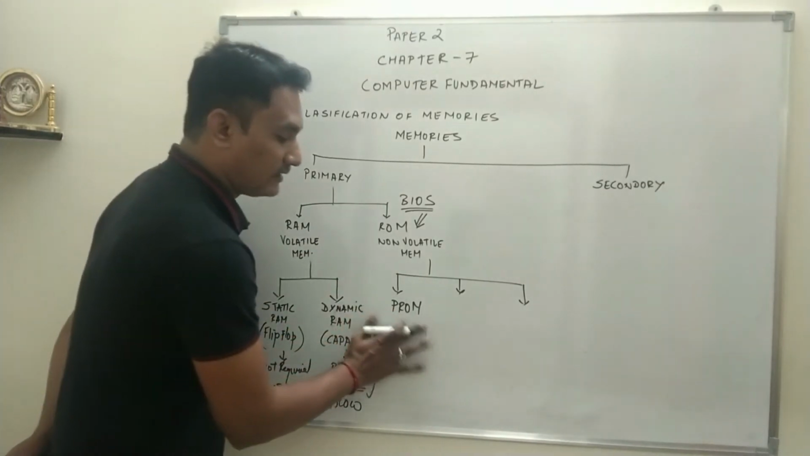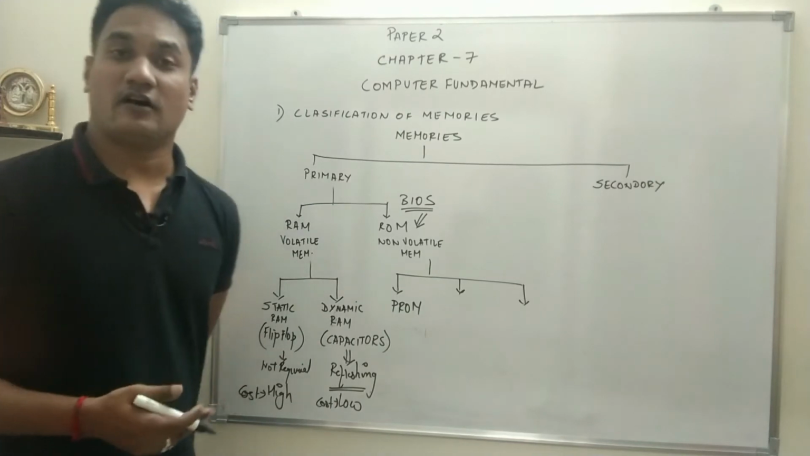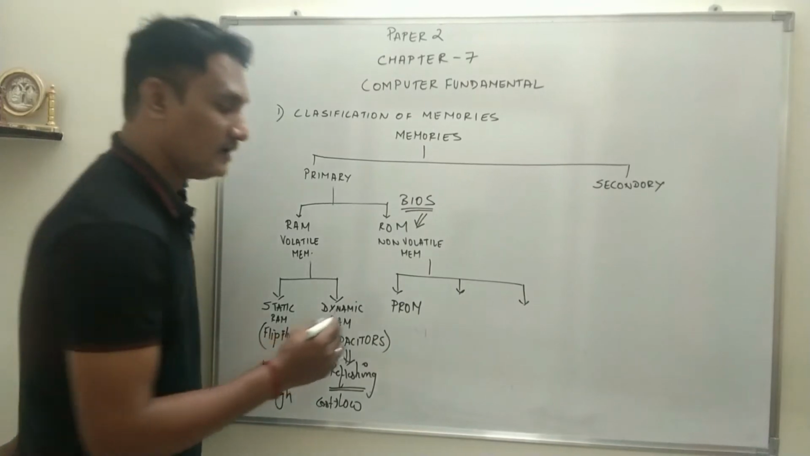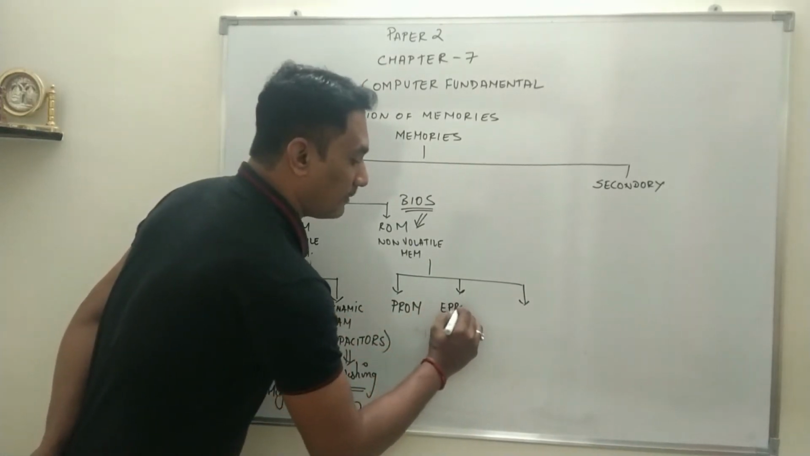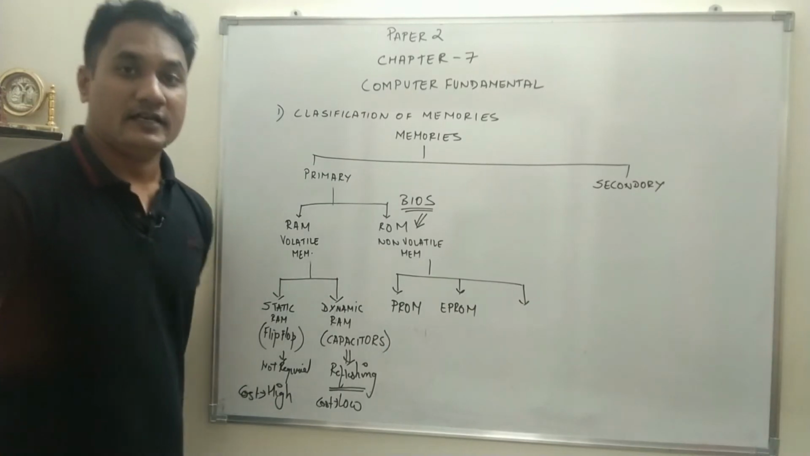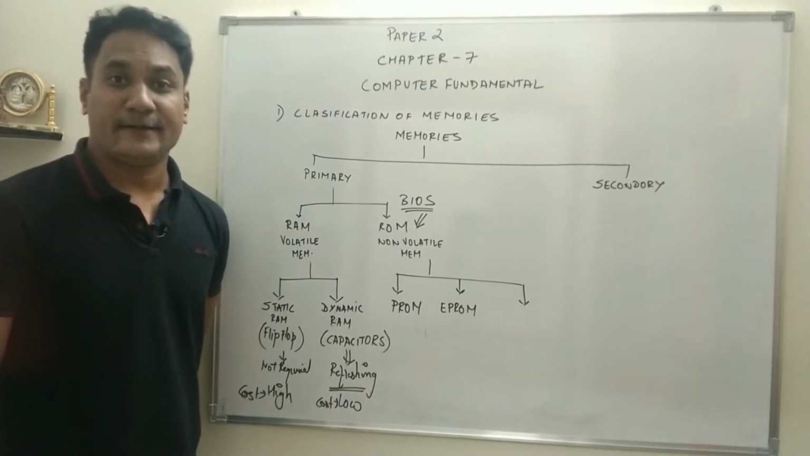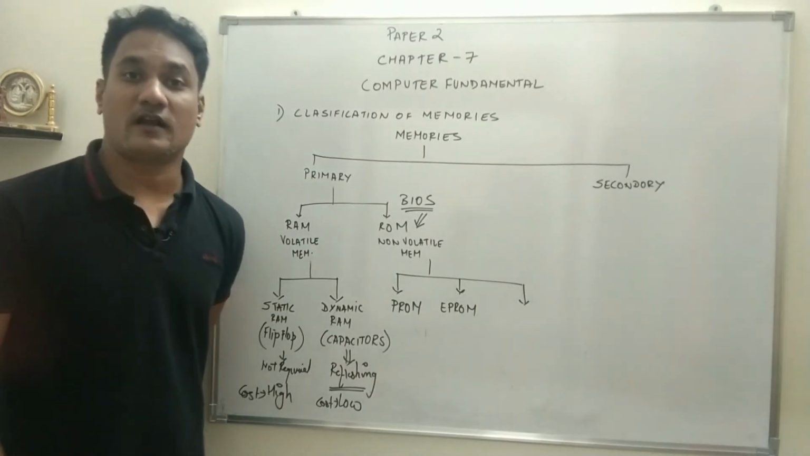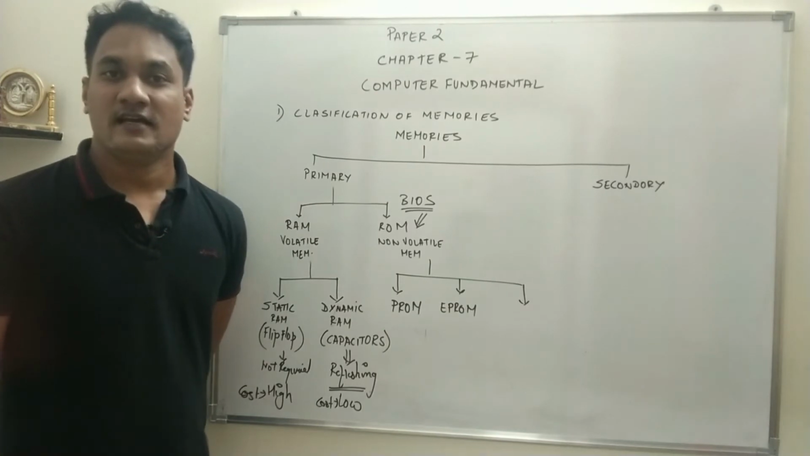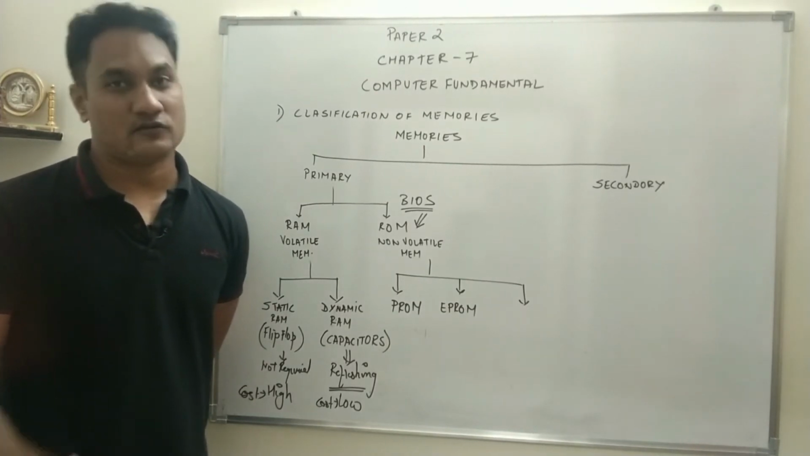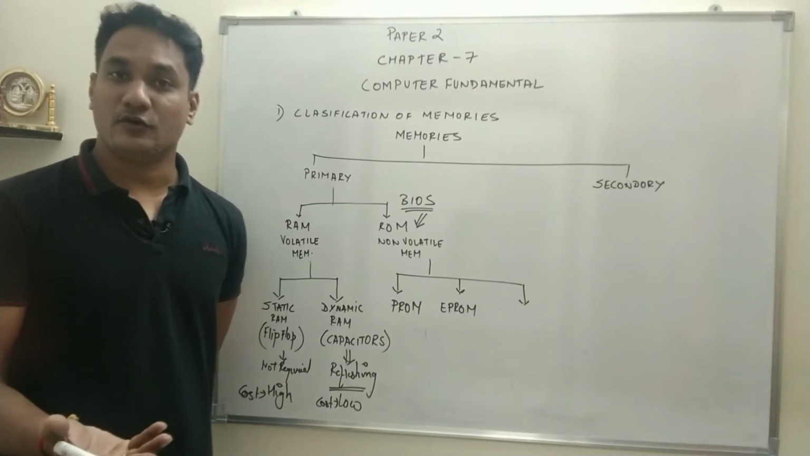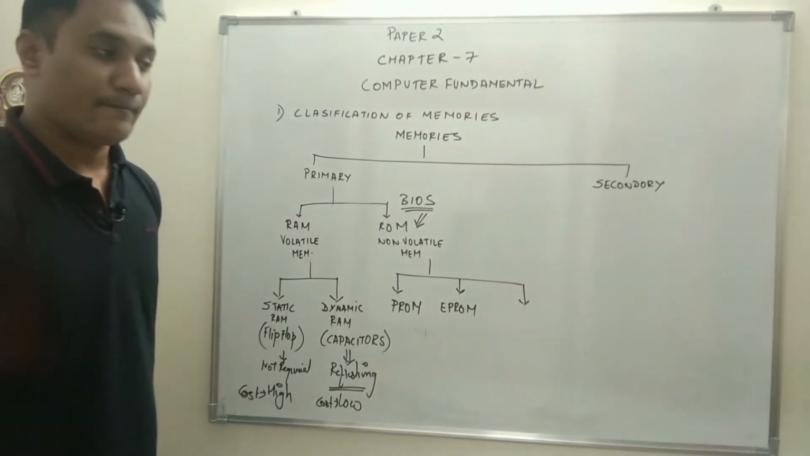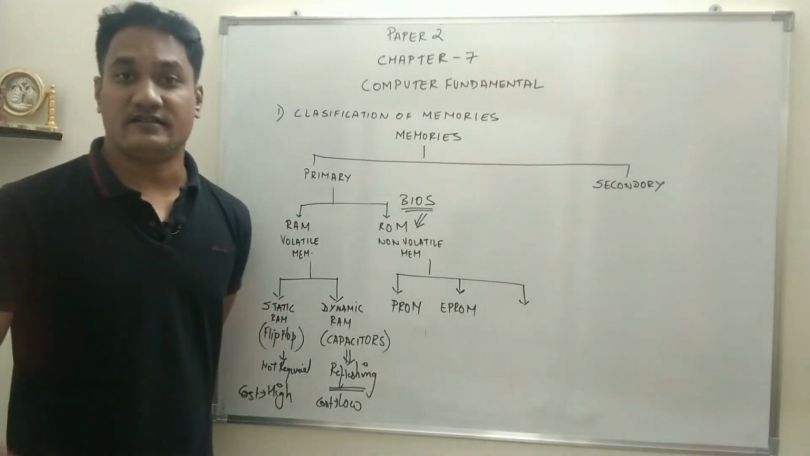Then there was a requirement of a ROM that we can program again and again. So that was EPROM, erasable programmable read only memory, where you can erase the data any number of times and program it. But to erase the data, the chip has to be exposed to ultraviolet rays. All the data will vanish as soon as you expose it to ultraviolet rays, and new data has to be substituted. So you can reprogram that memory.